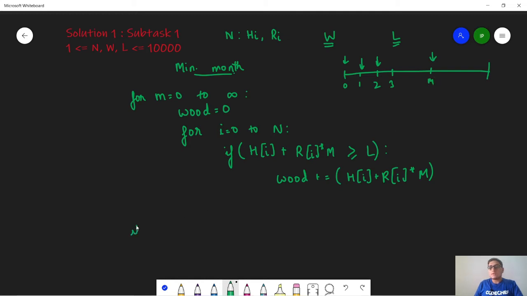So finally, we just need to check that if wood is greater than or equal to w, we have our month as m, and we initialize answer to m and break. Finally, we will output the answer. So subtask 1 has n, w and l up to 10,000. Hence, this solution will pass subtask 1, however, it will fail for the second subtask.